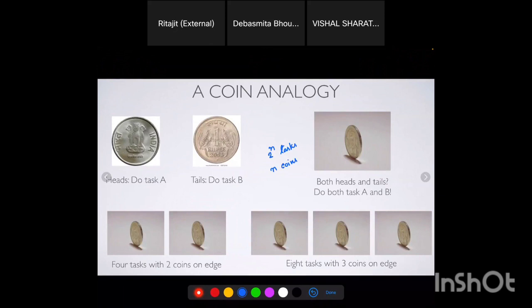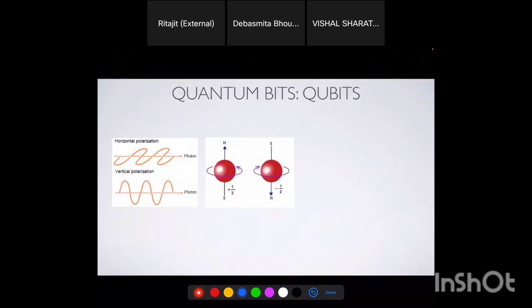Now let's move to something that is actually more quantum than this coin analogy, and let's try to think of light. Light here has something called polarization.